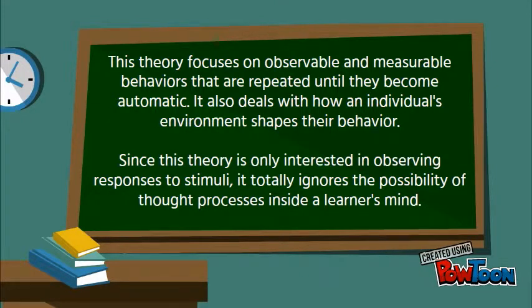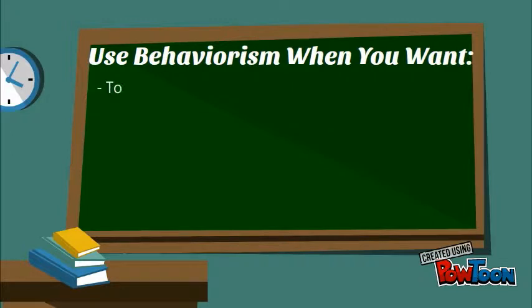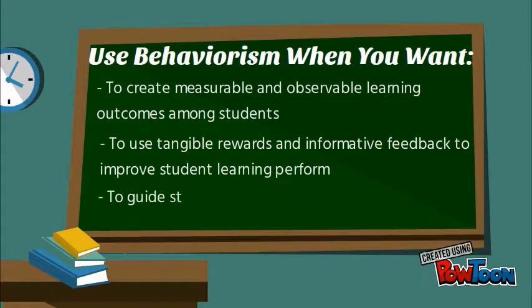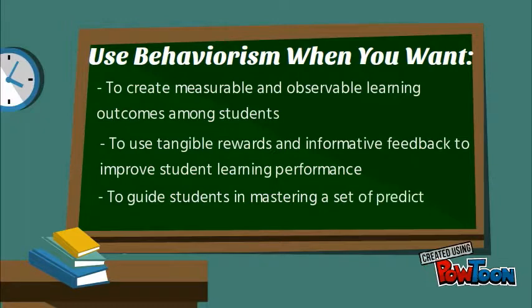It also deals with how an individual's environment shapes their behavior. Since this theory is only interested in observing responses, it totally ignores the possibility of thought processes inside a learner's mind. Use behaviorism when you want to create measurable and observable learning outcomes, to use tangible rewards and informative feedback to improve student learning performance, and to guide students in mastering a set of predictable skills.